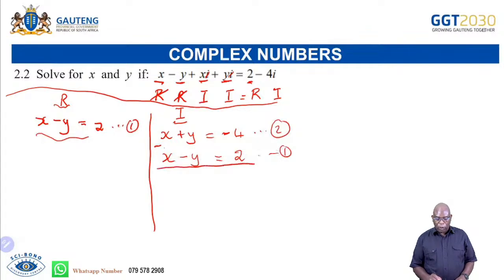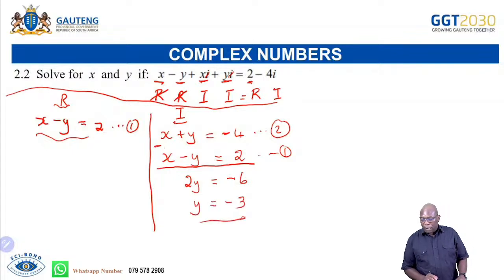So I subtract this. So what do I get now? I'll get x minus x is 0. Y minus minus 2y, y minus minus y, so there will be a positive, so I'll get 2y. Then I'll say minus 4 minus plus 2, so that will give us negative 6. So my y value will be equal to negative 3.